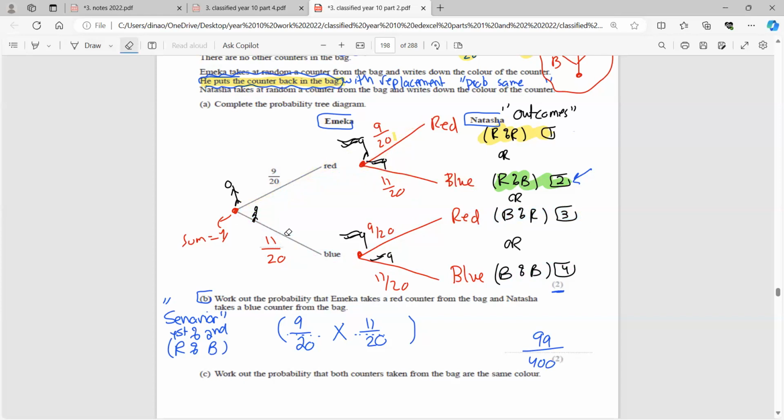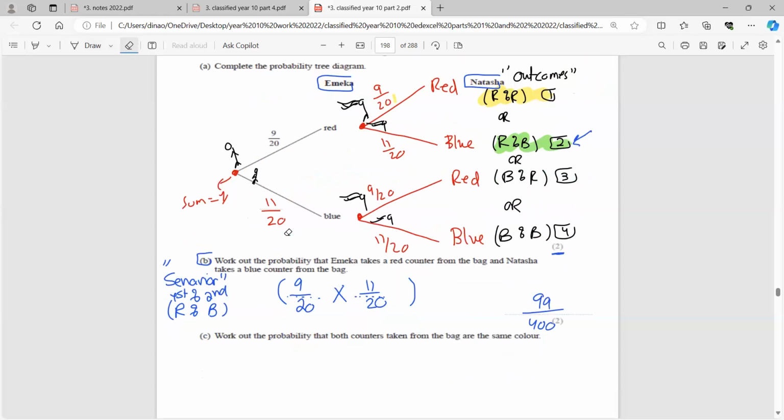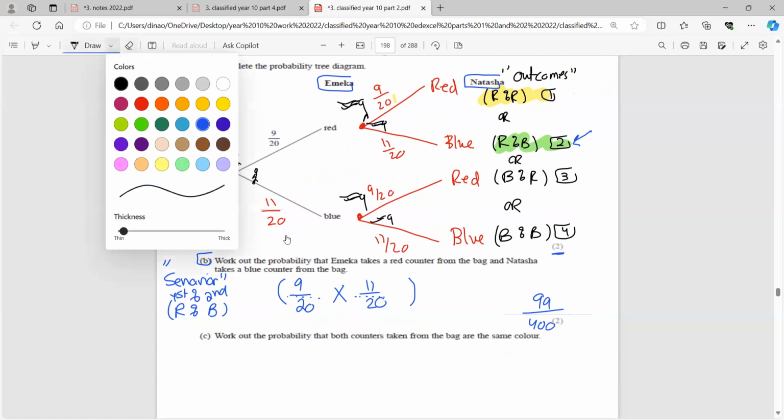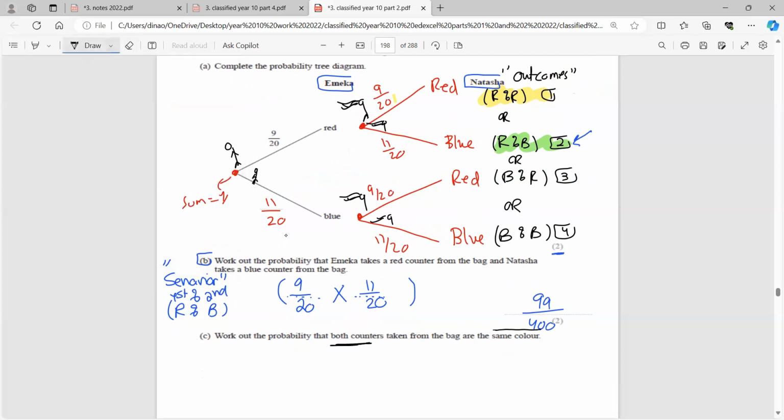Let's see what happens next. Here it says, in this question, work out the probability that both counters have the same color. Both counters. Why did the examiner say both? Because it's the first and the second, which are Amika and Natasha.